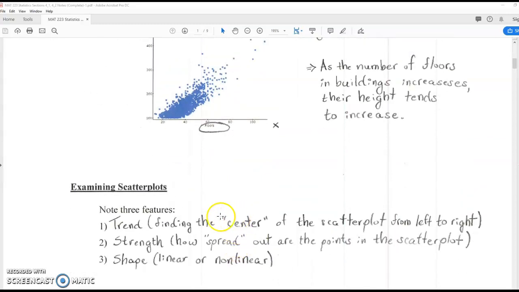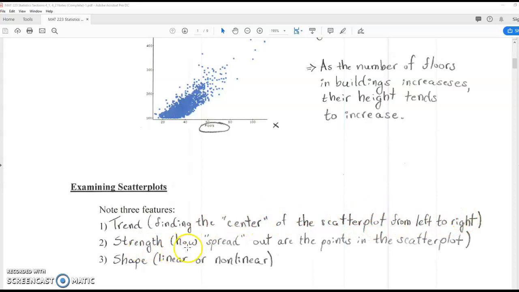When you're looking at a scatter plot, there are essentially three things that you're going to note. One is the trend, which means we're going to imagine the best line that we could put right through the center of all these dots. The trend is finding the center of the scatter plot in that way, from left to right.